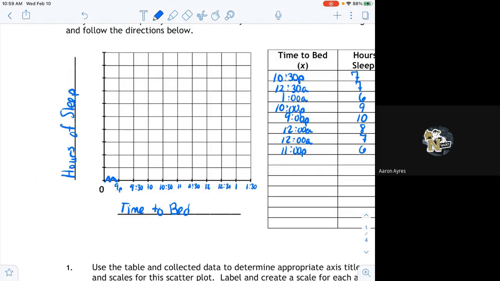Are you sure? Did I skip one? No, mine didn't line up. I skipped 11. Oh, okay. Yep, that would do it.